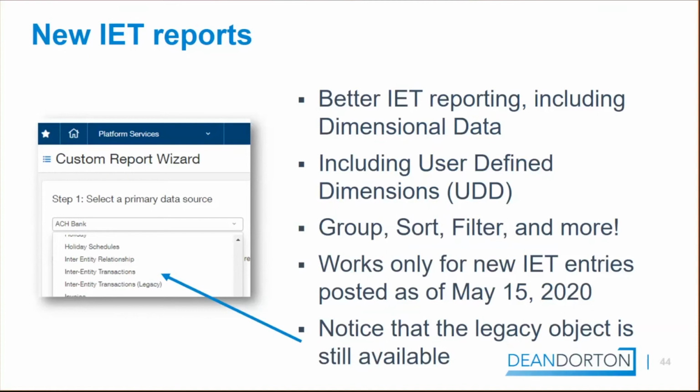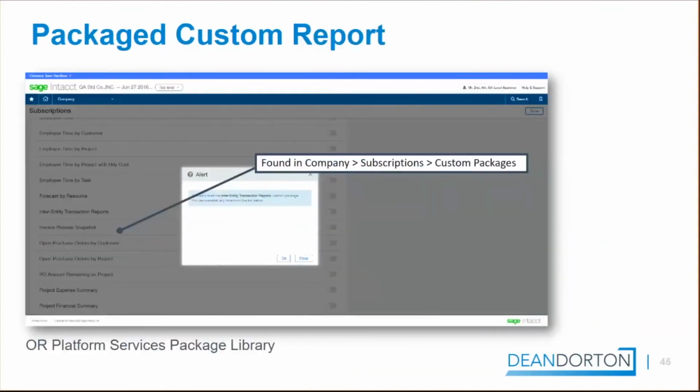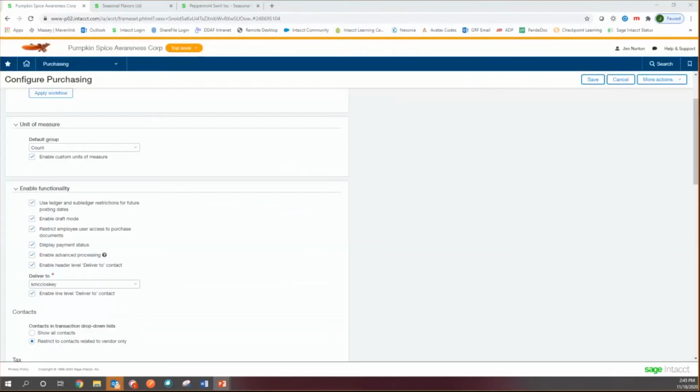So if you need to report on them, what we would call the old way, you still have that capability, but there's this great new enhanced inter-entity reporting, and you don't have to do anything to build it. That's the best part. You can go find this package custom report in your subscriptions list and turn it on, and you'll have access to it. So let me show you these great reporting enhancements that we just talked about.